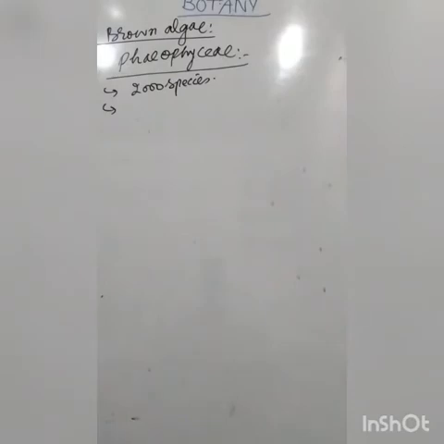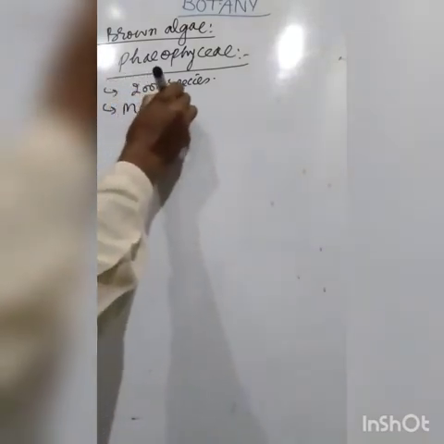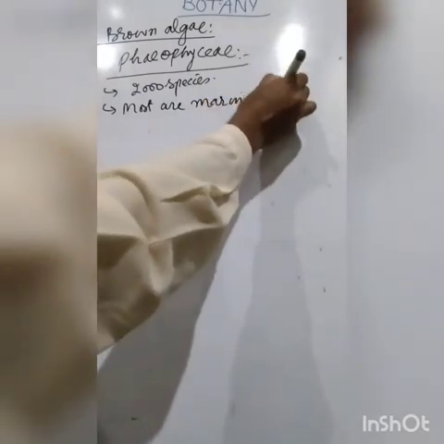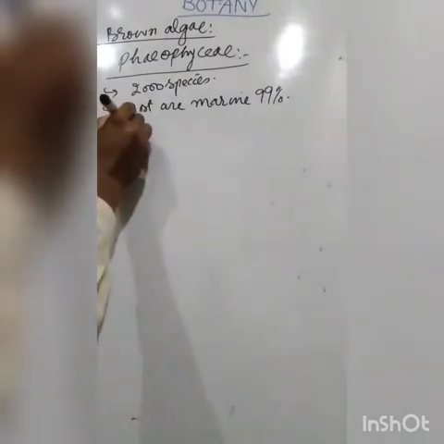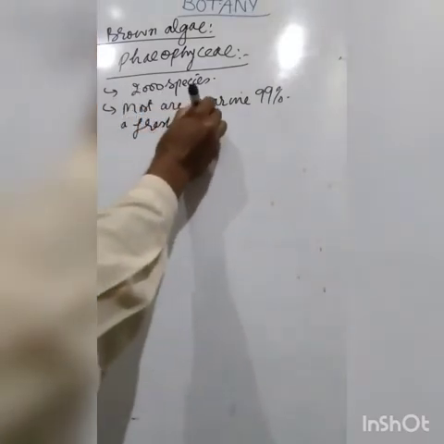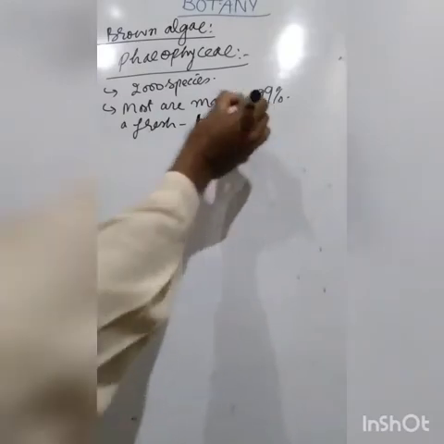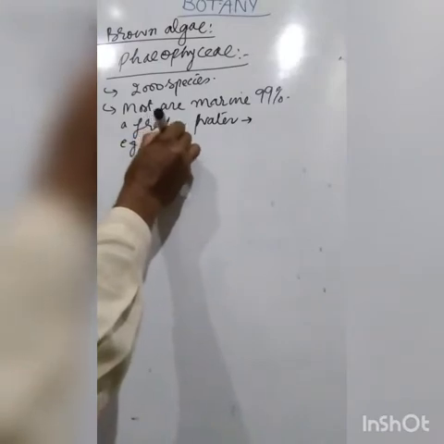These are mostly found in aquatic habitats, that is marine aquatic habitats. Most are marine. About 99% of species are marine, and there are a few found in fresh water. There is one that is called Pleurocladia.